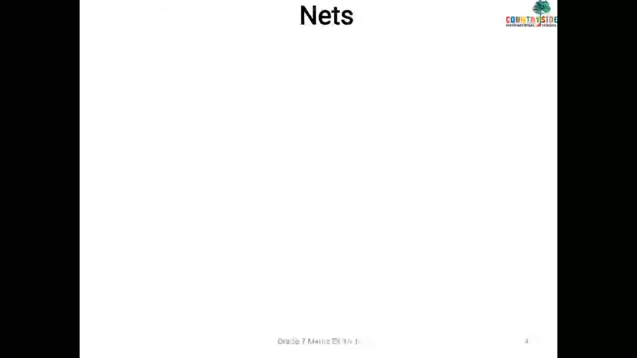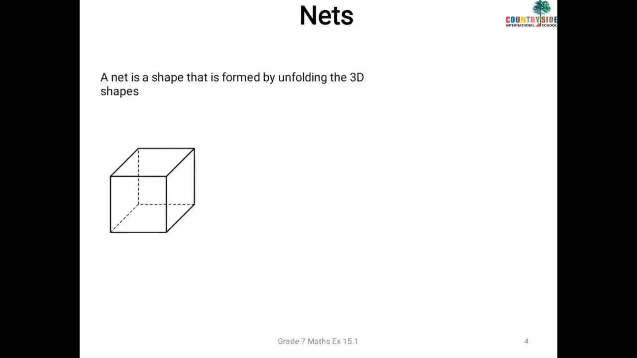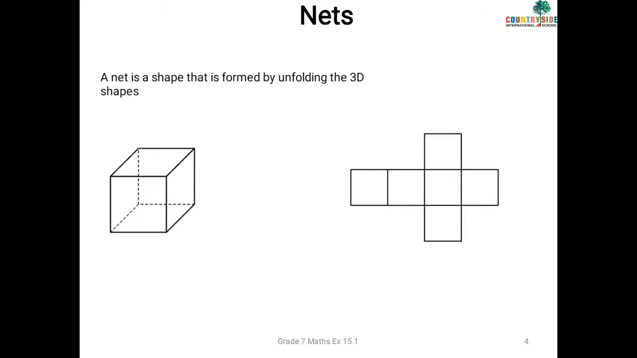So scholars, now the next topic is nets. So let's see what the definition of a net is. A net is a shape that is formed by unfolding a 3D shape. For example, see, this is a cube, which is a 3D shape. Now if we open this cube, it will look like this, and this is known as the net.